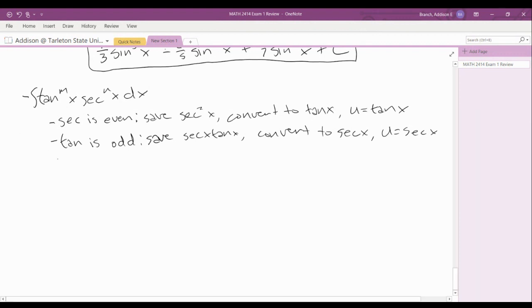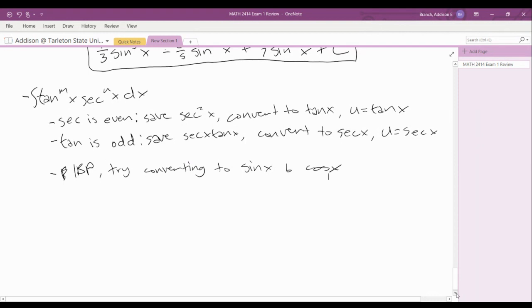If you get stuck, some other ways you could try are integration by parts, or you can go ahead and try converting to sine and cosine. Or you just have to play around with it some more and see if there's another alternative option to get you out of that.